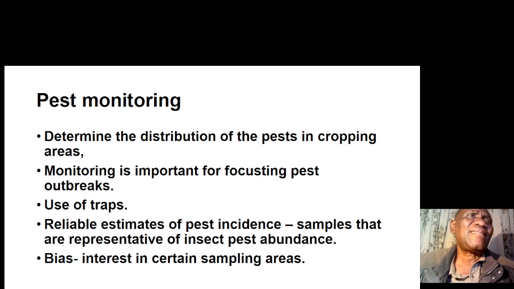We can use traps, so that probably we do some counts. For reliable estimates of pest incidents, probably we need to take some samples that are representative of insect pest abundance. Because if there is bias, we may have interest in certain sampling areas. We end up probably underestimating the problem or overestimating it. So proper sampling procedures are required.